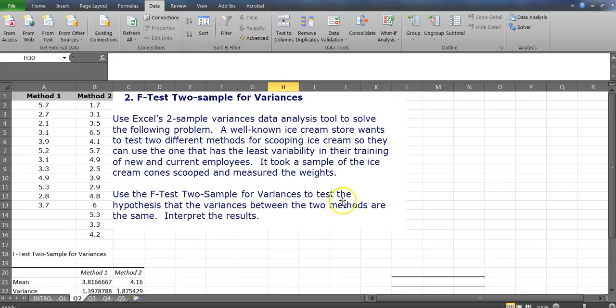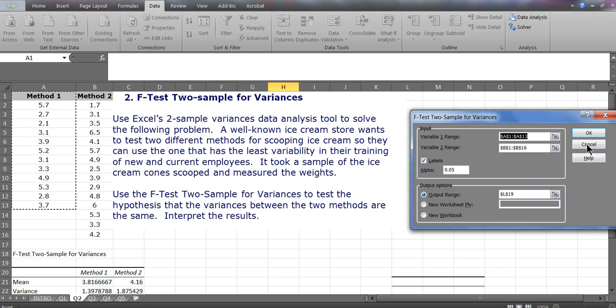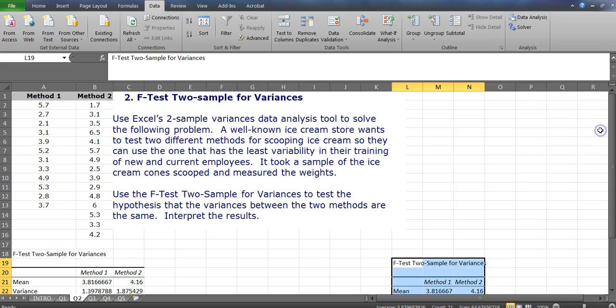For question 2, this is using the Data Analysis ToolPak in the Data ribbon. So you go to Data Analysis, F-test for two sample variances, and you click OK, and select the range for method 1, select the range for method 2, and make sure you check the label boxes if you have them in there, and where you want to put the results. I'm going to put the results down here on the same sheet and click OK.